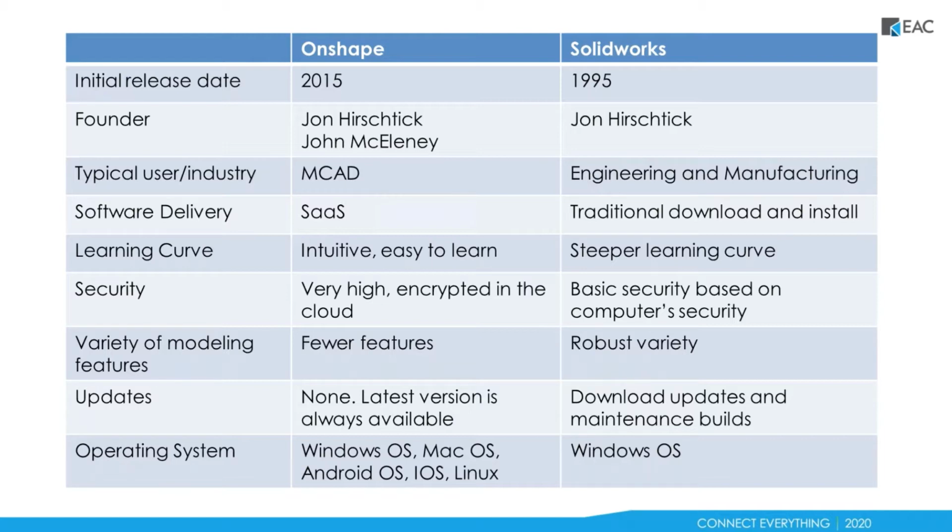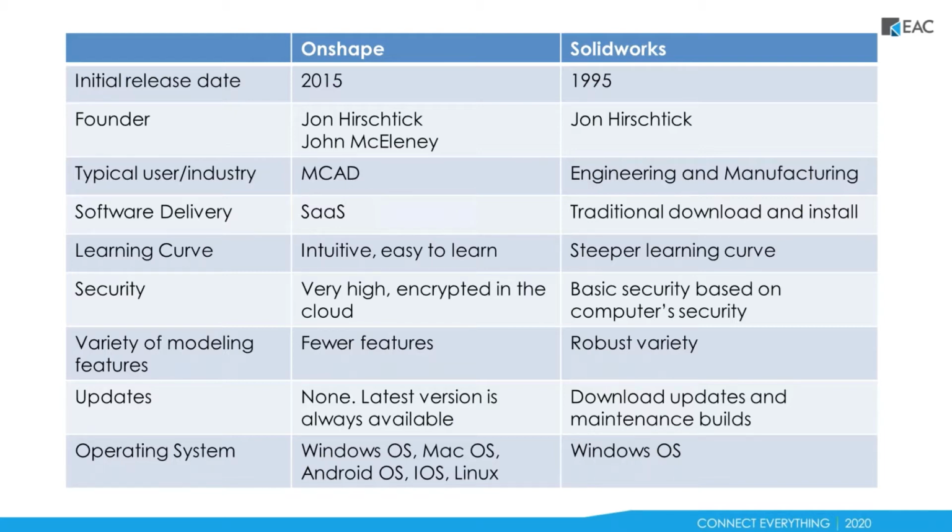Security-wise, very, very high security with Onshape, all encrypted in the cloud. As with most CAD systems, the security that you have is basically the security you have loaded in your network. So do you have virus scans and all that kind of stuff to check for things.